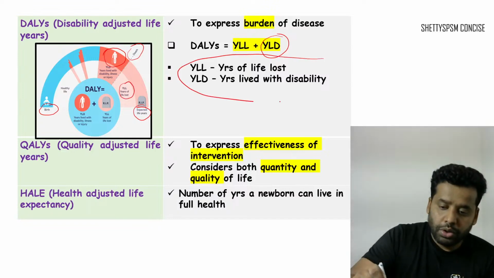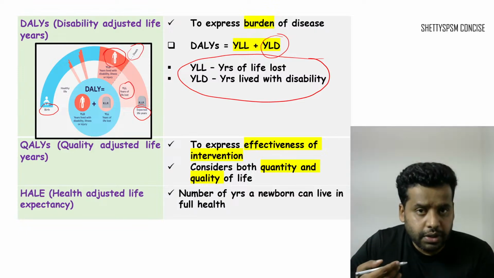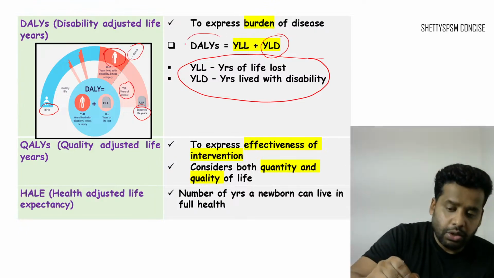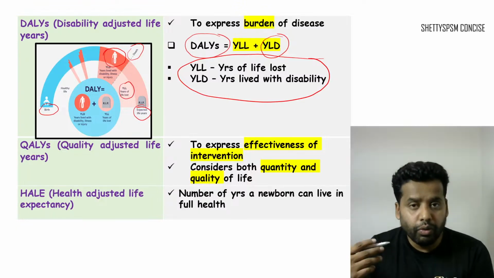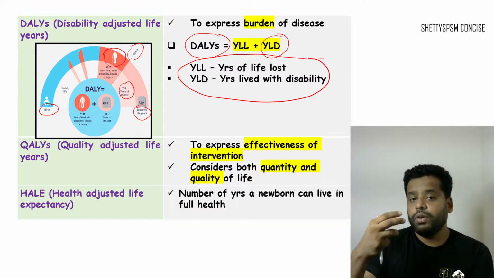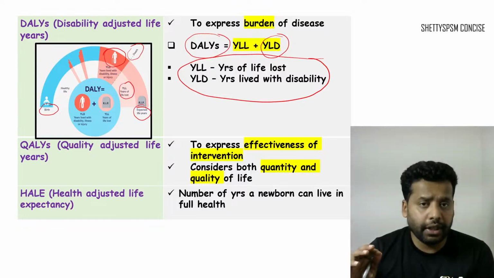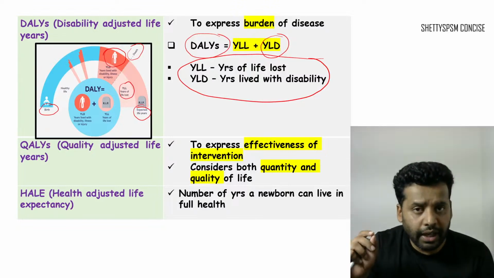So we count both YLL plus YLD, years of life lost plus years lived with disability. That will indicate days lost in this individual due to that disease. Take one more individual, for example, arthritis. There are different patients with arthritis. Every patient has their own YLL and YLD.